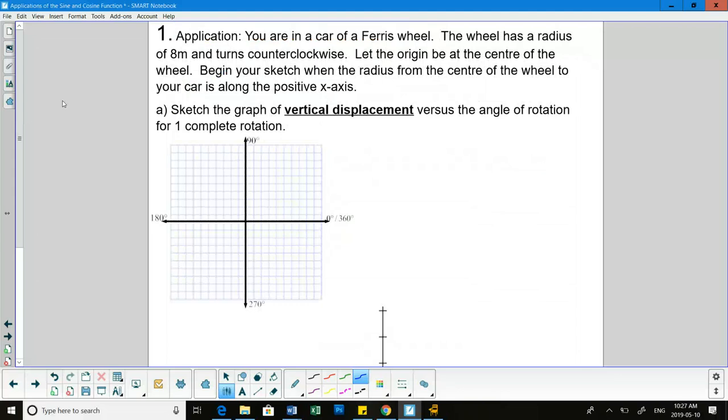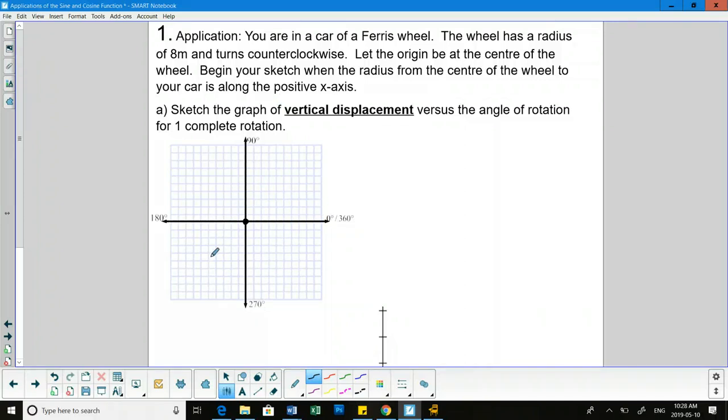So I'm going to show you a question just so we can understand what I mean by vertical displacement and horizontal displacement. Let's suppose we are in the car of a Ferris wheel and its radius is 8 meters. It's turning counterclockwise. We're going to let the origin be the center of the wheel, the very center of where this wheel rotates around. And we're going to begin the sketch when the radius from the center of the wheel is along the positive x-axis. So the location of our car is going to start right here.